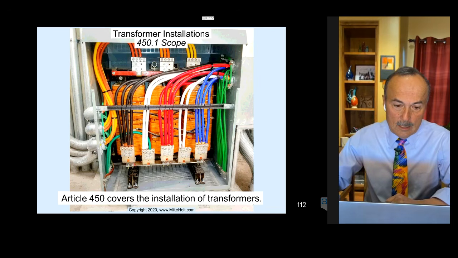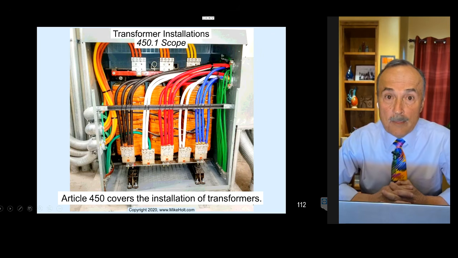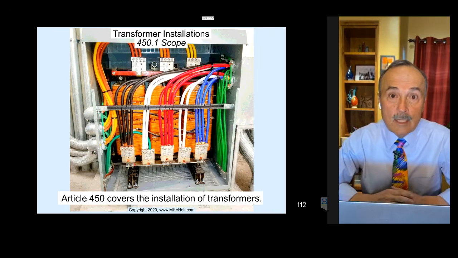And you can see this is flex. That's fine. Listen, you don't put flex to a transformer because of vibration. You put flex to a transformer or a cable because that's the easiest way to do it.